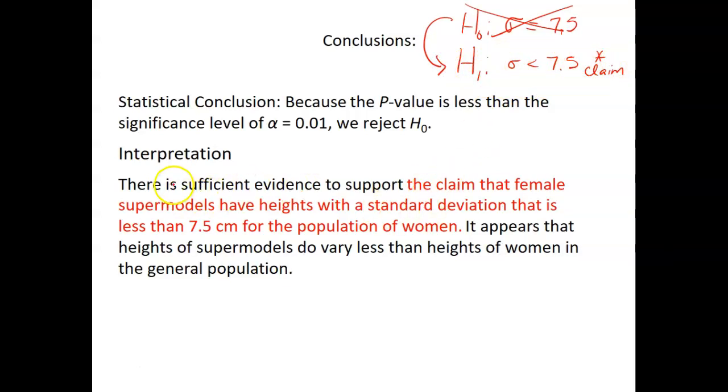So that's why we would say there is sufficient evidence to support the claim that female supermodels have heights with a standard deviation that's less than 7.5 centimeters for the population of women. So because 7.5 is considered to be the standard deviation for women, and because we just proved that supermodels have standard deviations that are less than that, then it appears that there is less variation in the heights of women that are supermodels than in the general population.